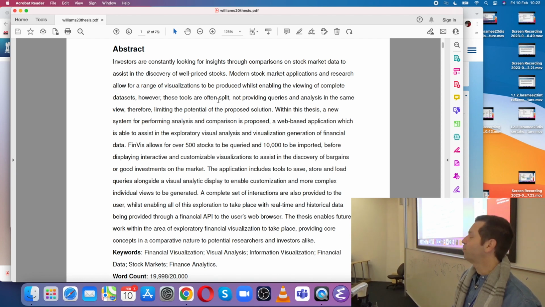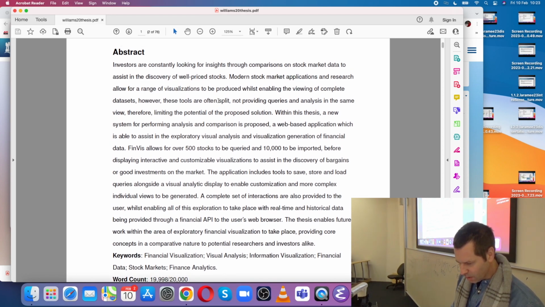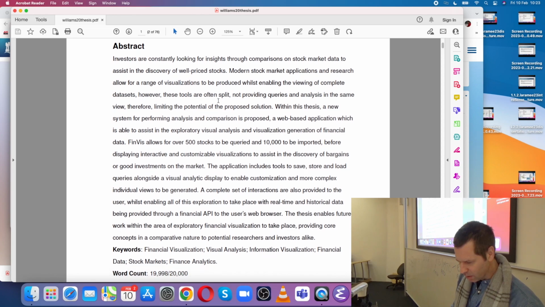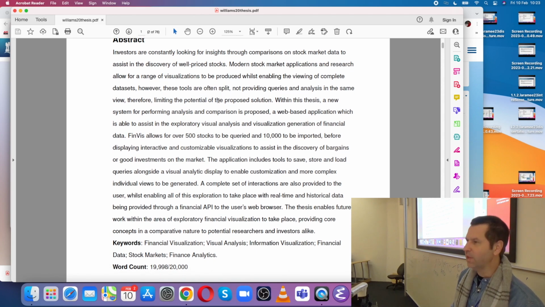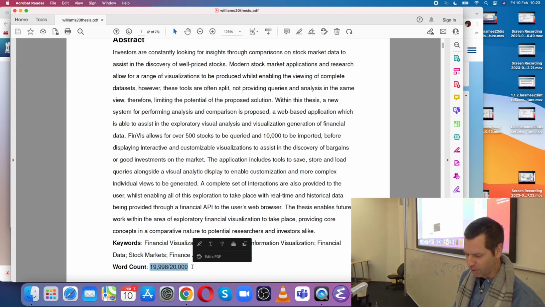I could just briefly give an overview of the first one. You know, the abstract looks good to me on the first one. This student carefully counted their words, by the way, very carefully.